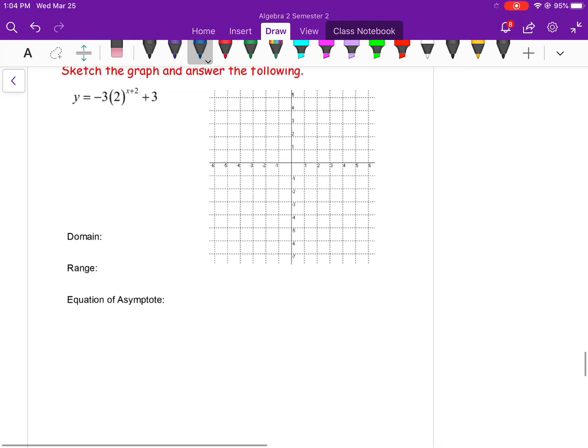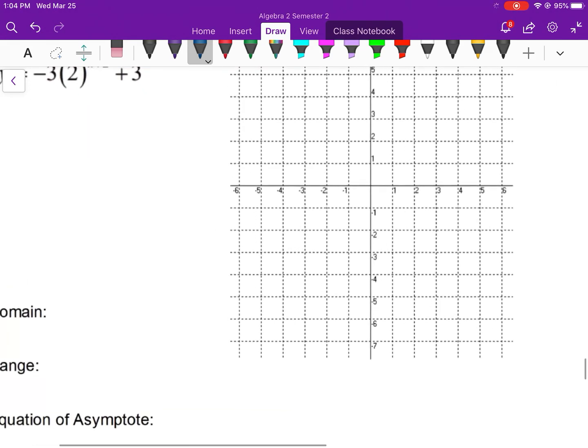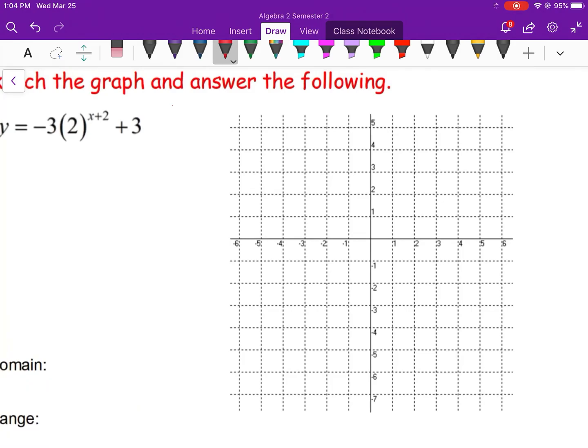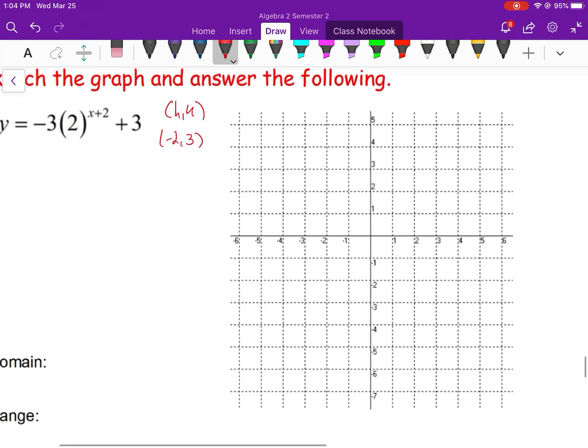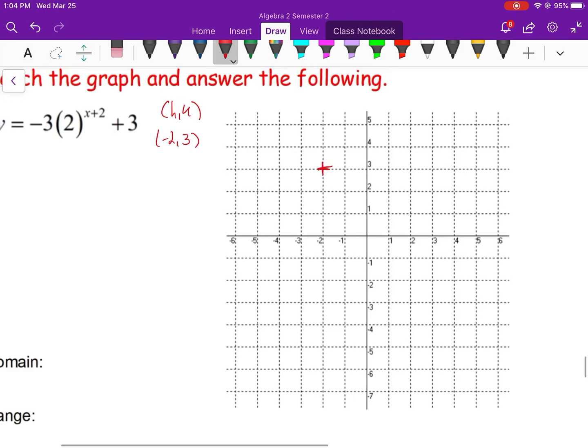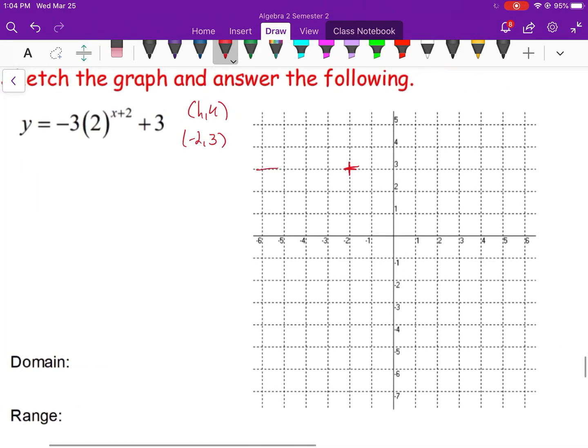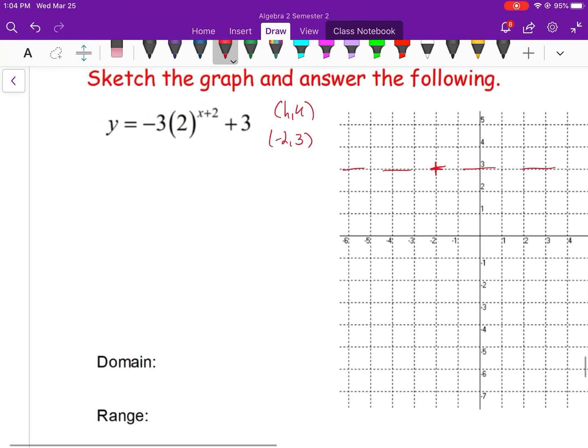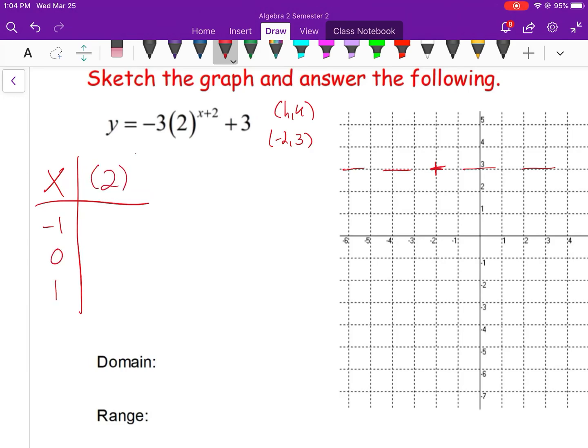Okay, just changing it up a little bit. We're going to have a negative a value here. HK, we got negative 2, 3. So negative 2, 3. Got a horizontal asymptote. Okay, so doing our table, x, negative 1, 0, 1 for x. Now we got 2 to the x.